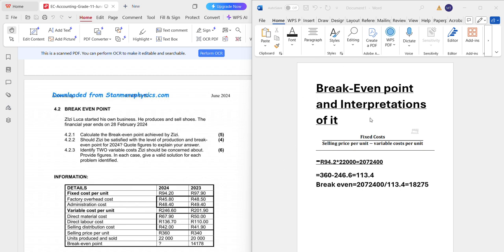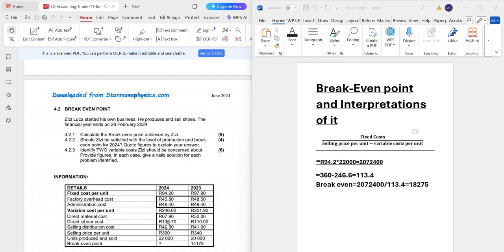Then the interpretations of break-even point, which is 4.2.2: should ZZ be satisfied with the level of production and break-even point for 2024? This is very, very important for 2024. It means we have to look for 2024 only. You mustn't mention 2023. Quote figures to explain your answer. They said satisfied with the level of production. So let's check the level of production.